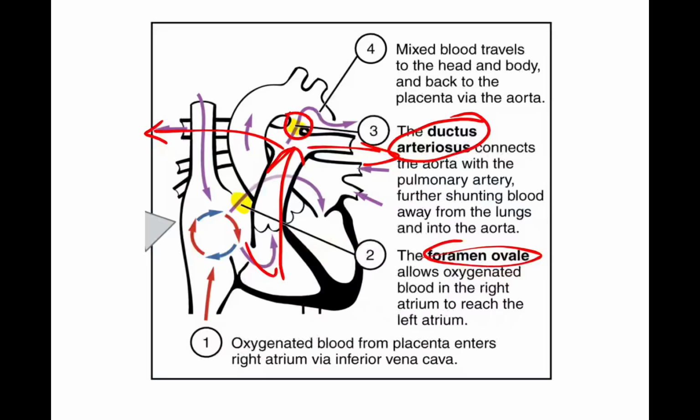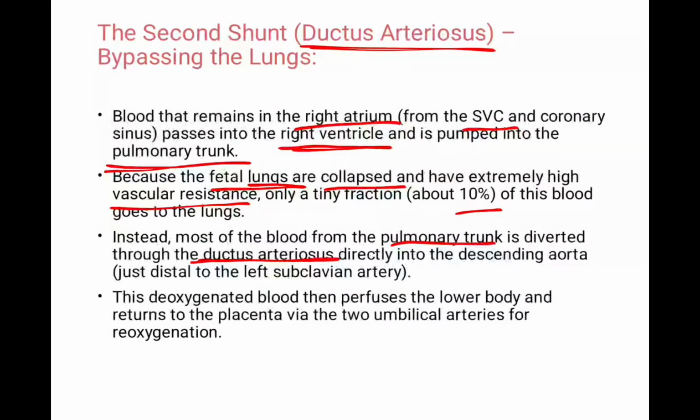So the major percentage of the blood, 90% of this blood, is shunted from the pulmonary trunk back into the aorta, the descending aorta, right? Good. So this deoxygenated blood then perfuses the lower extremity and returns to the placenta through the 2 umbilical arteries for reoxygenation. Remember I said the umbilical arteries are 2, the umbilical vein is 1.